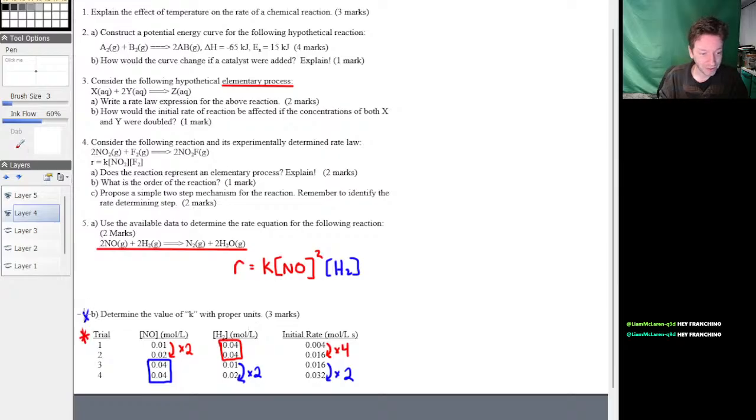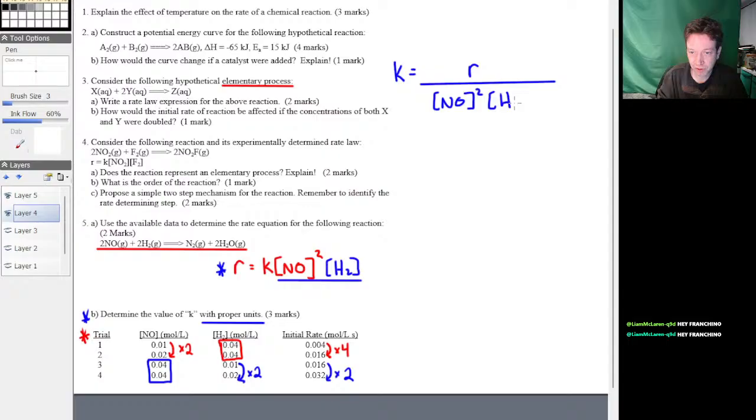Finally, we have to determine the value of K with proper units. Please, if my students do not use proper units, I will take off a mark. So all we have to do is look at this equation, and we're going to divide both sides by our concentrations, and we'll get K equal to the rate divided by NO squared and H2. So then we're going to plug in values.